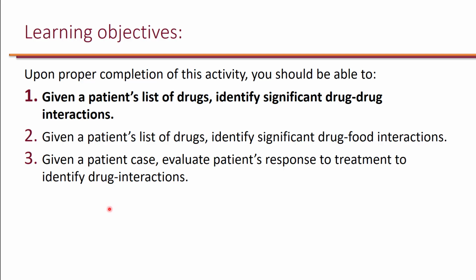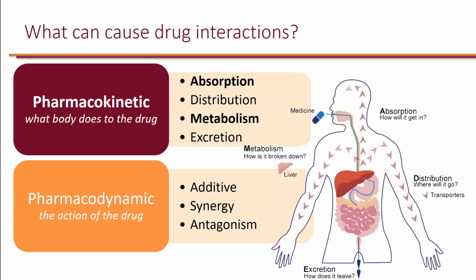The first learning objective is, given a patient's list of drugs, identify significant drug-drug interactions. So what can cause drug interactions? In general, drug interactions can be divided into two categories: pharmacokinetic and pharmacodynamic.